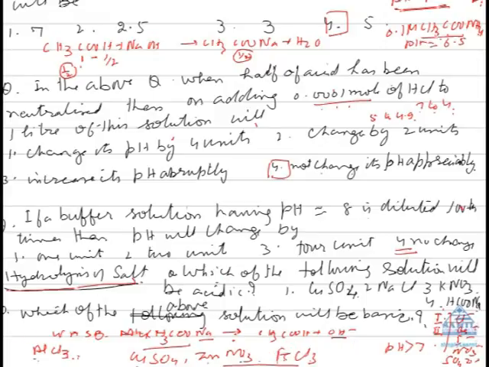Just see the question. Which of the following solution will be acidic? CuSO4, NaCl, KNO3, HCOONa. Go to that table and see. Sulfate is present in that table, but copper is not group 1 or group 2. It means the solution will be acidic in nature. So the answer is first.